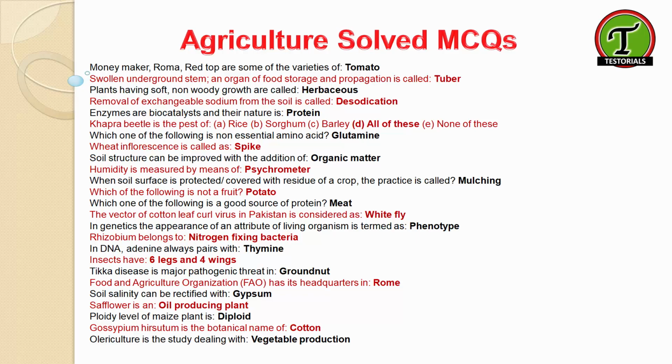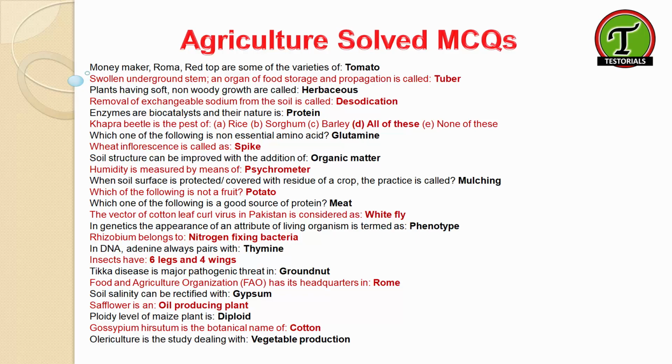152. Which of the following is not a fruit? Potato. 153. Which one of the following is a good source of protein? Meat. 154. The vector of cotton leaf curl virus in Pakistan is considered as white fly. 155. In genetics, the appearance of an attribute of living organism is termed as phenotype.